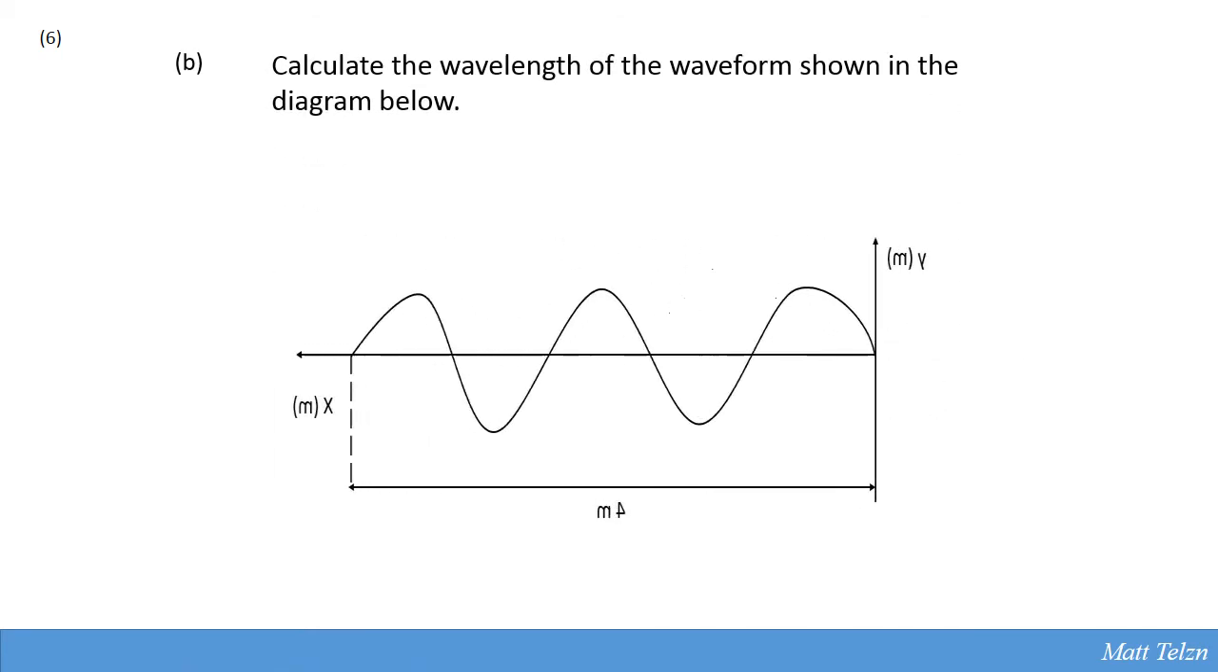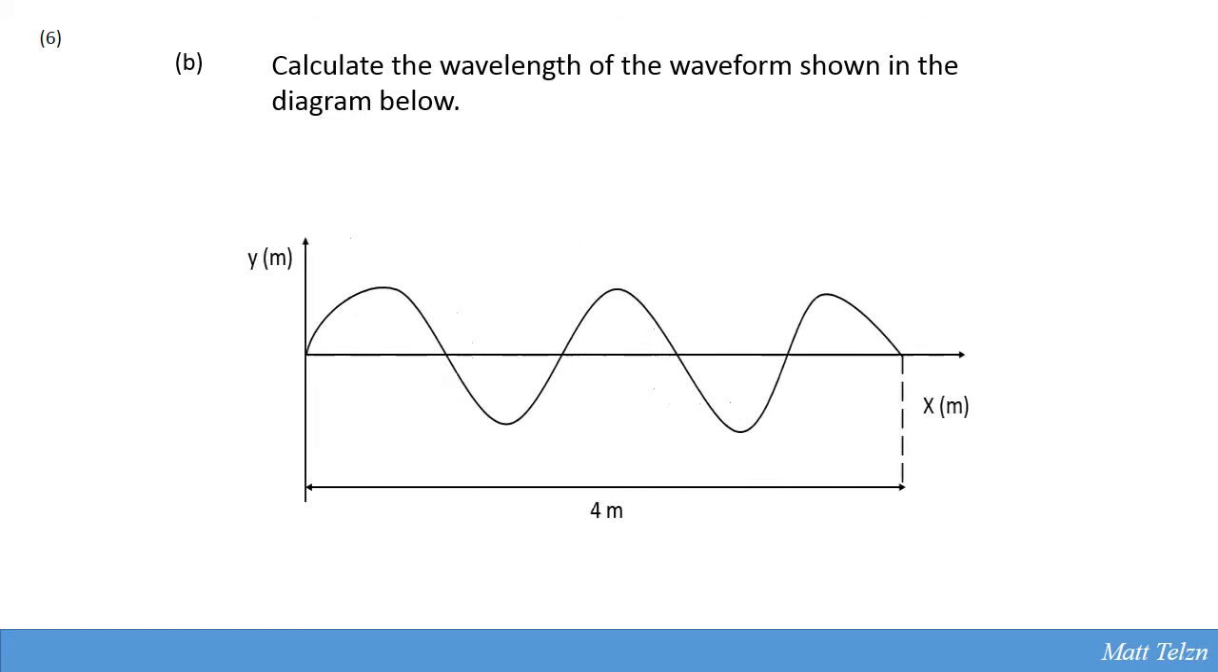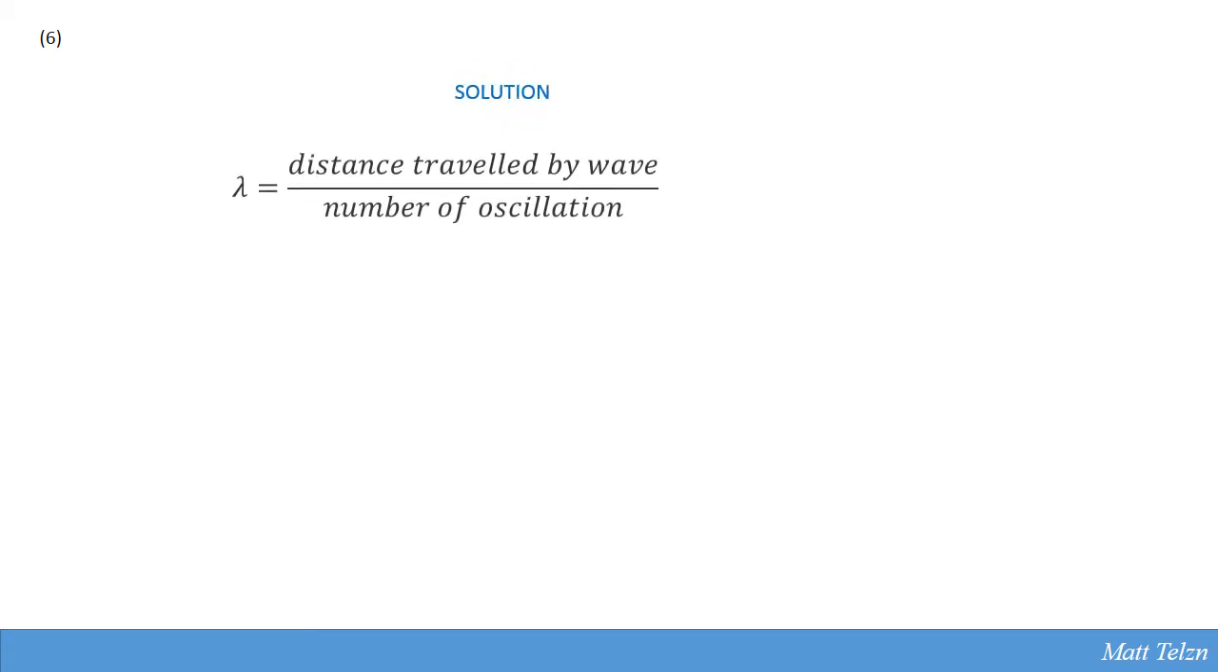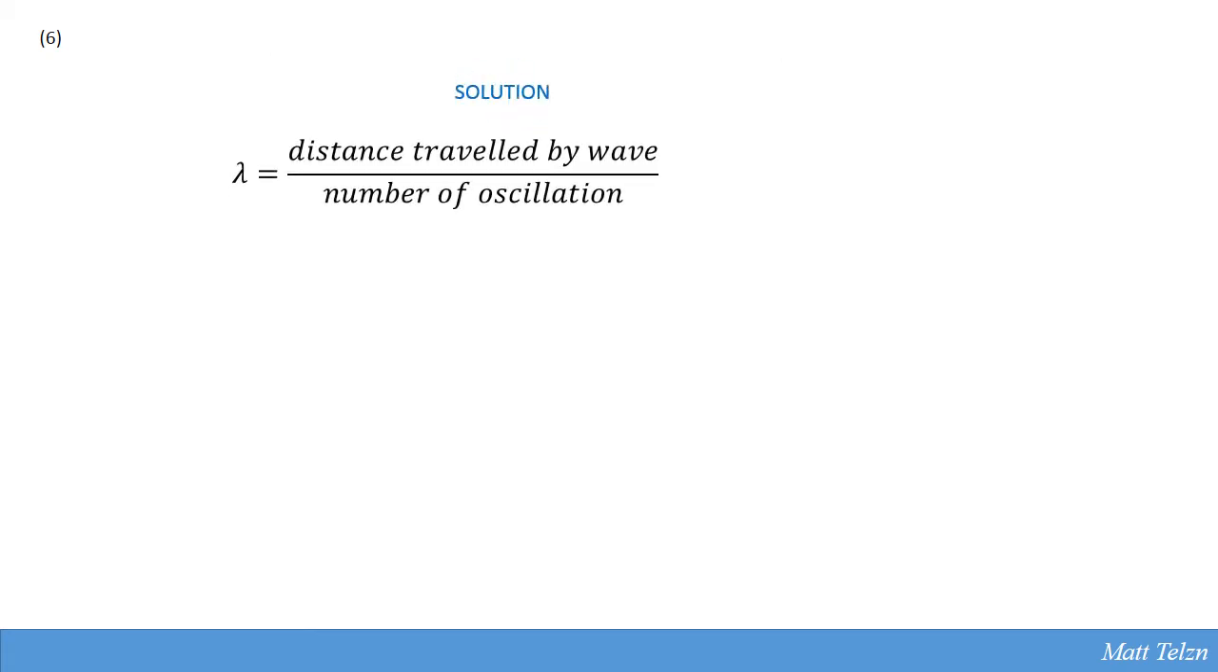Just take a close look at the diagram then. We have to calculate the wavelength of this waveform in the diagram below. The length is 4. Now our solution is, our lambda, which is our wavelength, is equal to the distance travelled by the wave over the number of oscillations, and the distance travelled there is what?